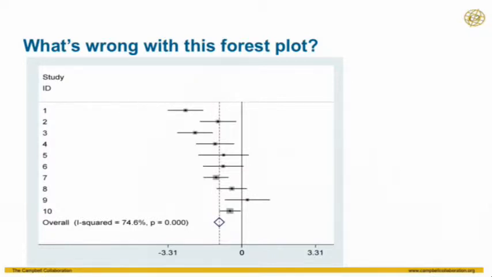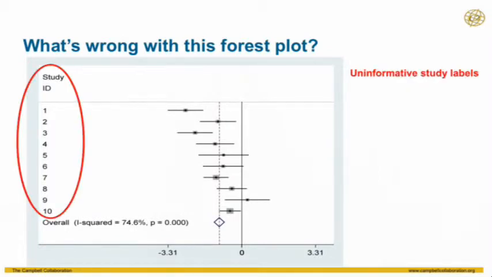So first, we've got these uninformative study labels. What is study number 1? I don't know what that means. I'm not in your data set. Tell me what that means, okay? Typically this will be an author and a publication year, right? That's going to be useful.